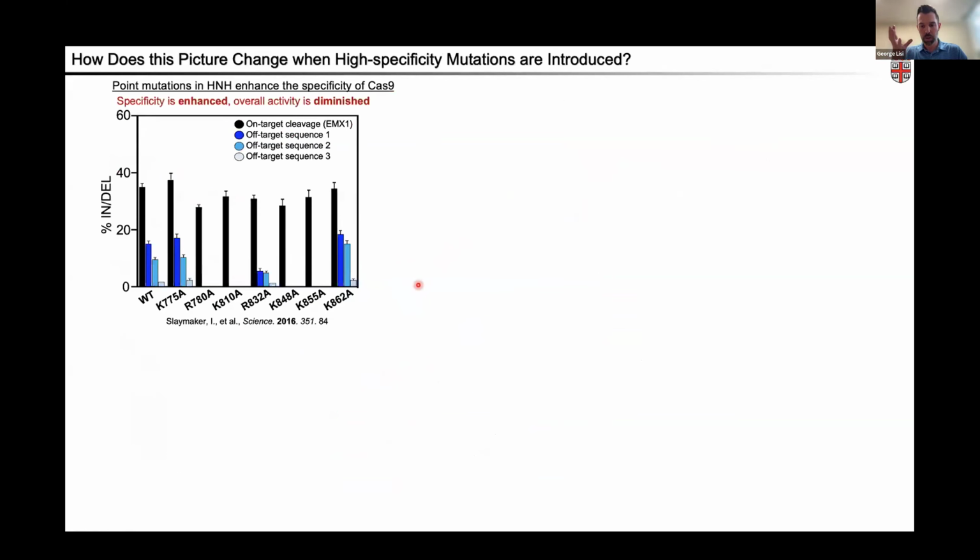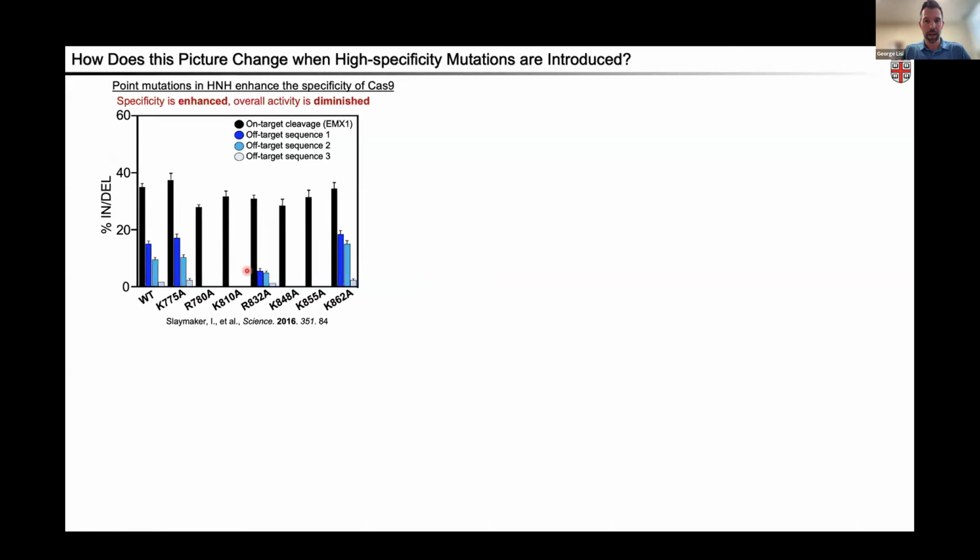Okay, and so one of the questions we've really been thinking about expanding that picture is what happens to that picture when you introduce a mutation that enhances the specificity of this system. So one of the reasons that Cas9 or Cas systems in general are not being used to edit the human genome, among ethical questions and otherwise, is because they can make mistakes, right?